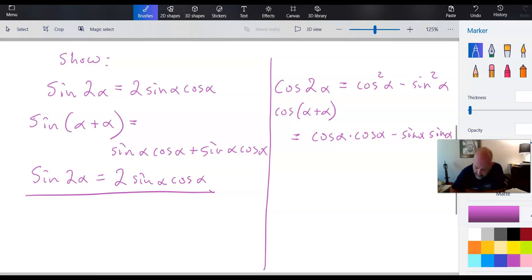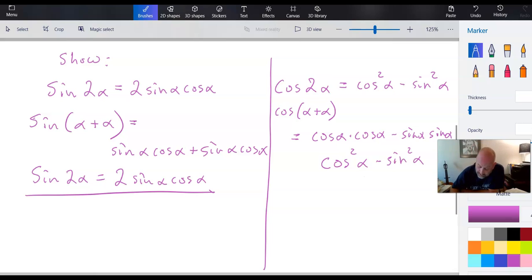Ooh, almost ran out of room here. Cosine times cosine is cosine squared. And just a reminder, when I write this, what it means is this, right? It's just a shorthand. So just be aware of that. That causes confusion sometimes. So cosine squared alpha minus sine squared alpha, which is what we were trying to prove.